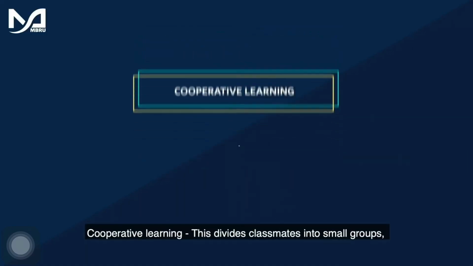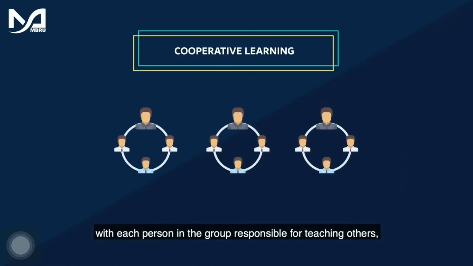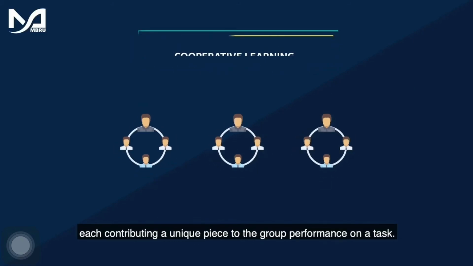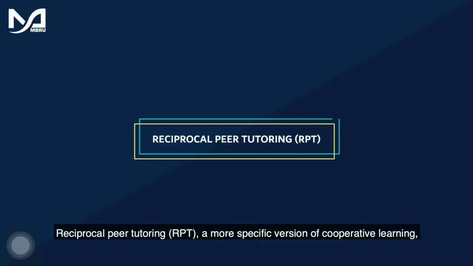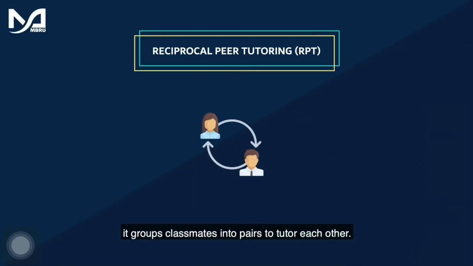Cooperative learning. This divides classmates into small groups, with each person in the group responsible for teaching the others, each contributing a unique piece to the group performance on a task. Reciprocal peer tutoring. A more specific version of cooperative learning, it groups classmates into pairs to tutor each other.